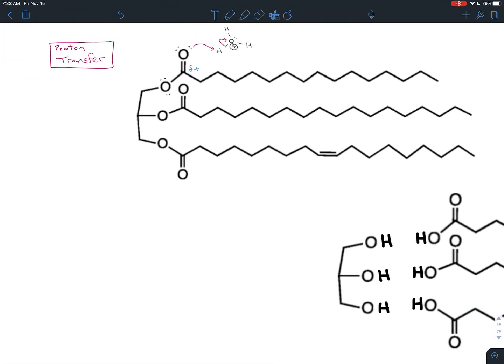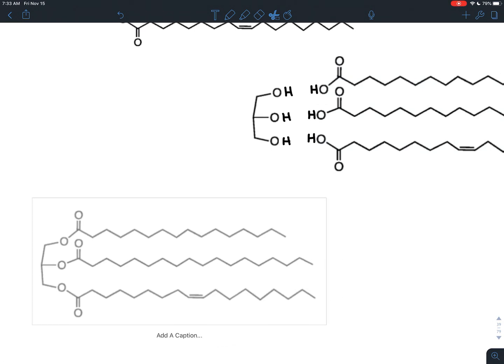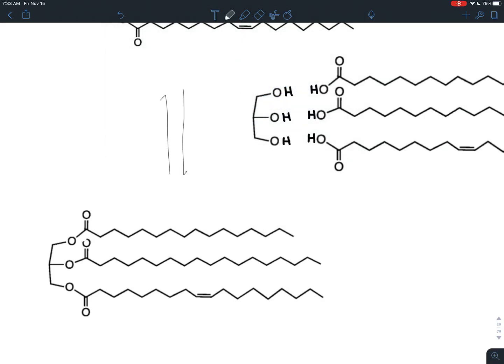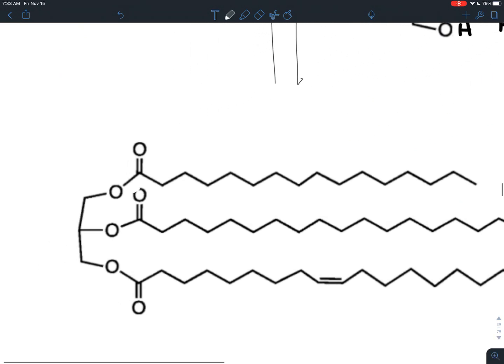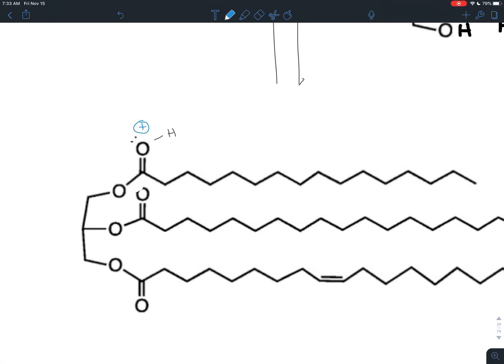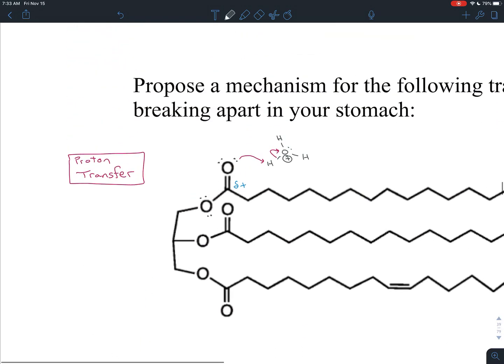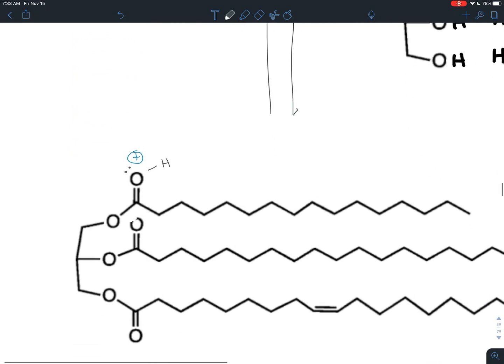And what we'll have after that first step, so let me draw that down here. What we'll have after that first proton transfer step is the same molecule, just a hydrogen will be bonded to that carbonyl oxygen. It has 3 bonds, so it'll now have a full positive charge. And what was hydronium after the proton transfer will just be water.